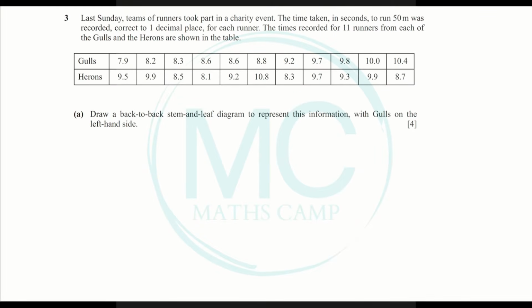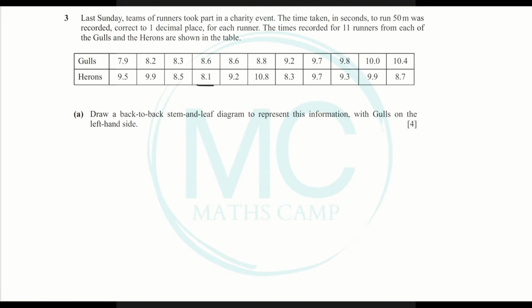Question 3 says, last Sunday, teams of runners took part in a charity event. The times taken in seconds to run 50 meters was recorded, correct to 1 decimal place for each runner. The times recorded for 11 runners for each of the gulls and the herons are shown in the table below. Part A says draw a back-to-back stem and leaf diagram to represent this information with gulls on the left-hand side. Now, in order to draw a stem and leaf diagram, we need our values to be in ascending order from smallest to biggest. These have been given to us for the gulls, but not for the herons. So let's start by rearranging our values.